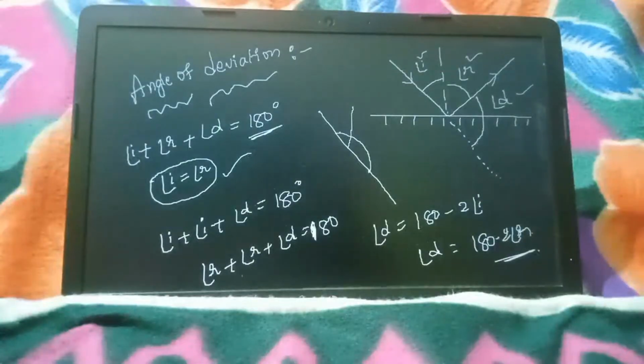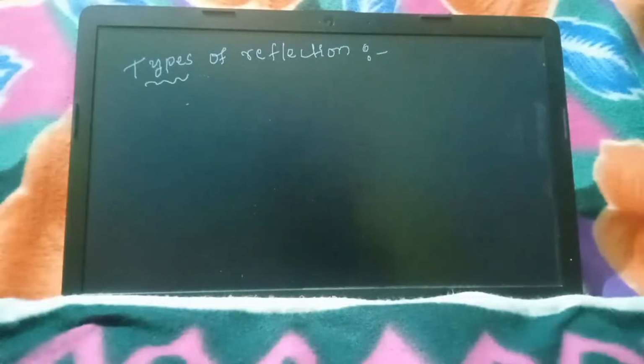Next topic is about types of reflection. Very, very important. There are two types of reflection. The first one is regular reflection.